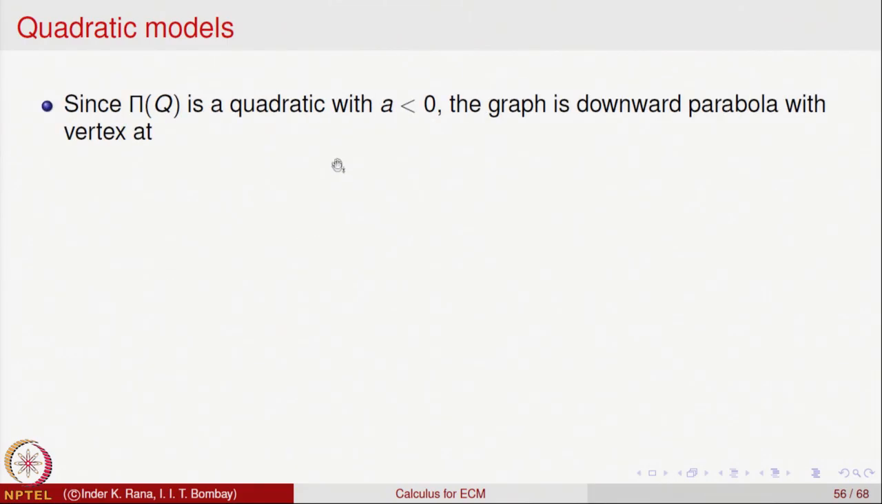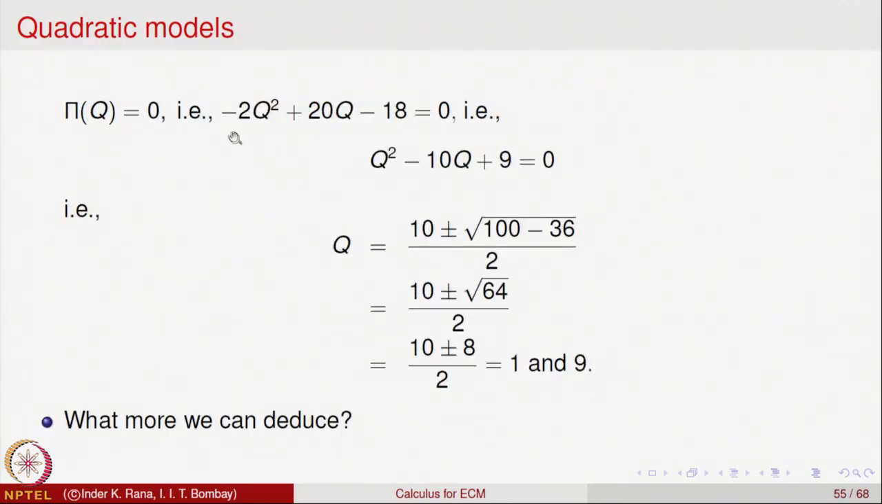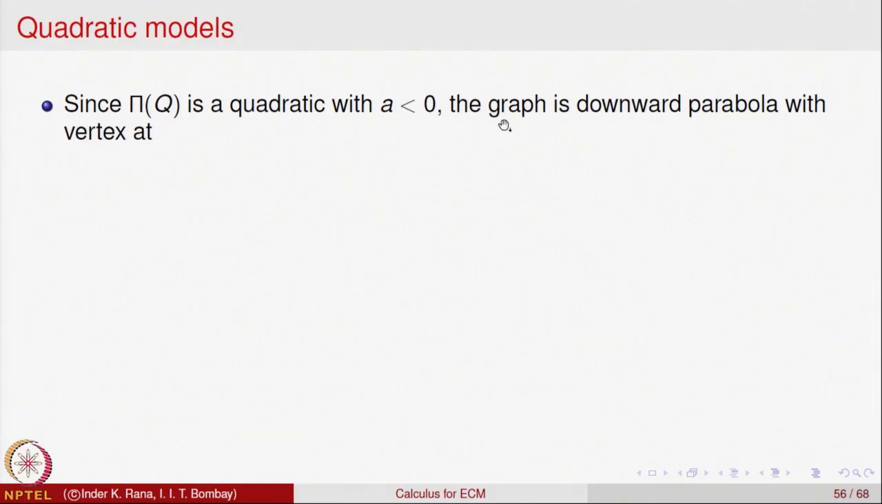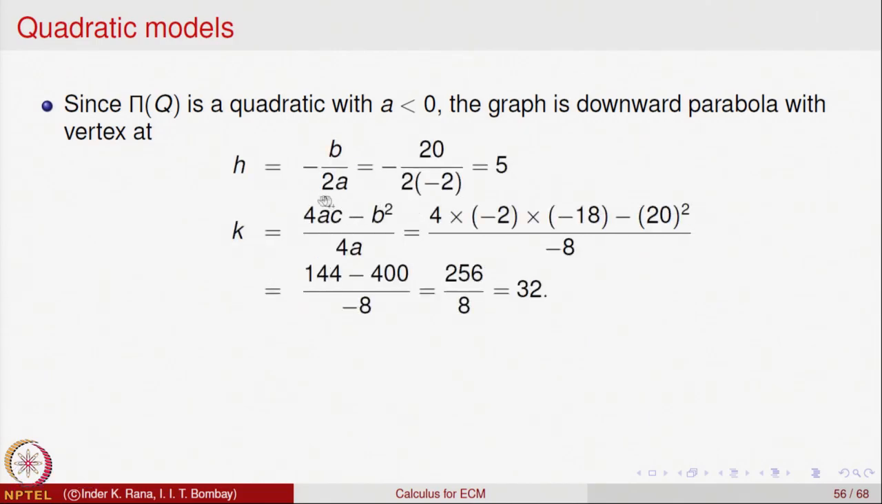So, this is a quadratic with A less than 0, right. It is minus 2. So, A is minus 2, A is less than 0. So, the graph is pointing downwards. It is a downward parabola with a vertex at the point H, K. That gives you the vertex: H is minus B by 2A, so that gives you 5, and K is 4AC minus B square by 4A. When you multiply and do the simplification, that comes out to 32. So, H is equal to 5, K is equal to 32, that is the vertex of the parabola.